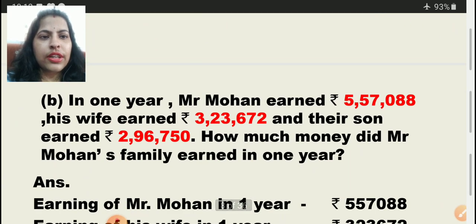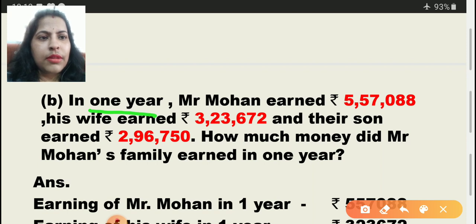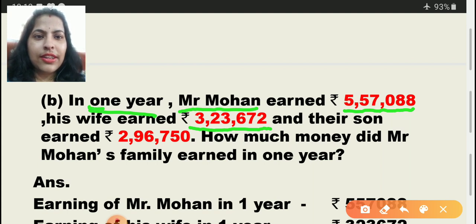Now we'll come to the B number word problem, in which it is given that in 1 year Mr. Mohan earned, Mr. Mohan is a person's name, 5,57,088 rupees. His wife earned 3,23,672 rupees. You must remember that it is given in 1 year.